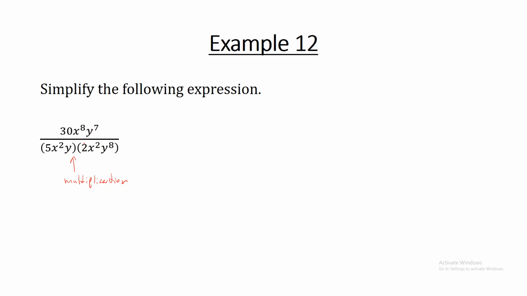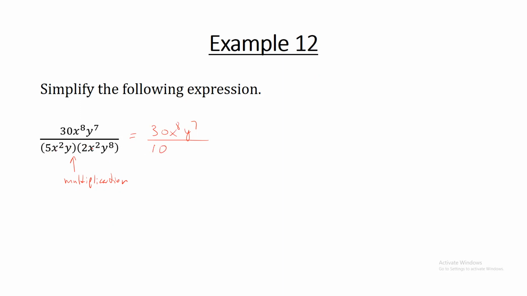And by the way, there's nothing to simplify in the numerator, so we're just going to do the denominator. That means that our numerator will stay the same as 30x to the 8th y to the 7th. In the denominator, we are multiplying, so remember we just multiply the corresponding parts. 5 multiplied by 2 is 10.